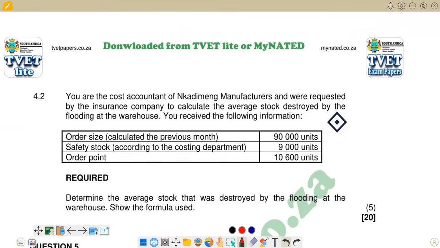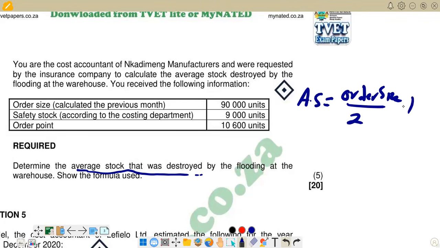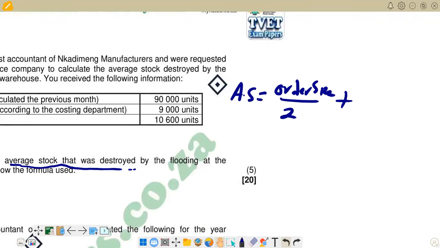Here, what is important is what we are calculating. If you come here, you would see that we are calculating the average stock that was destroyed. To calculate that, the formula that we are going to use is: average stock is equal to order size over 2, and then we add safety stock. Remember, the question emphasizes that we should show the formula, so this is what we have in terms of the formula.